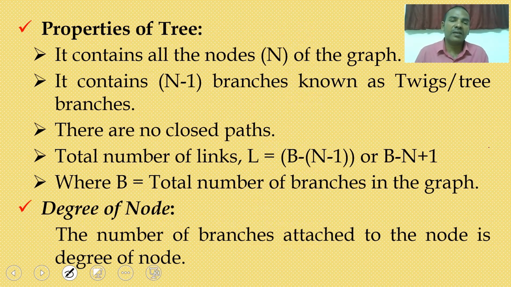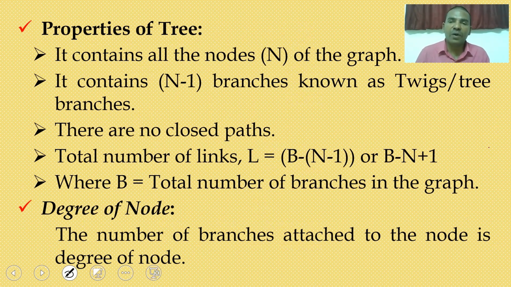And coming to the standard formula for calculation of links, the number of links is represented by L. L is equal to B minus N plus 1, where B is the number of branches and N is the number of nodes. And the degree of a node is the number of branches attached to the node.